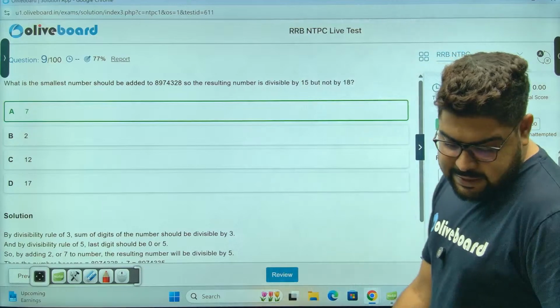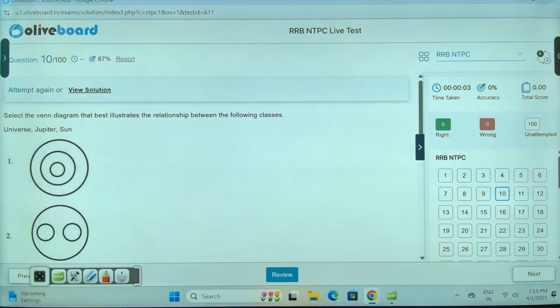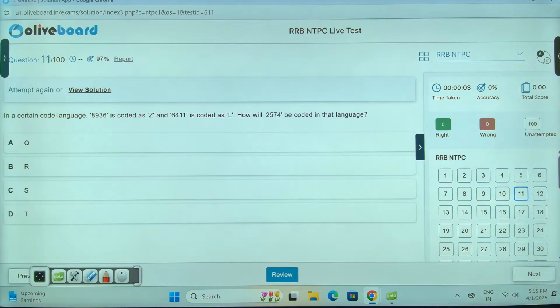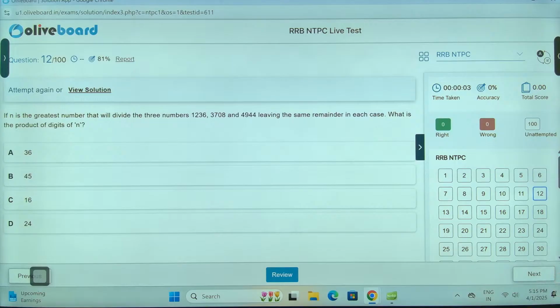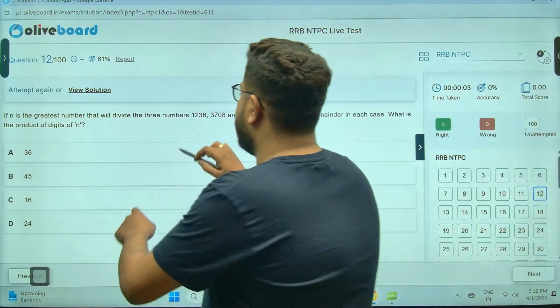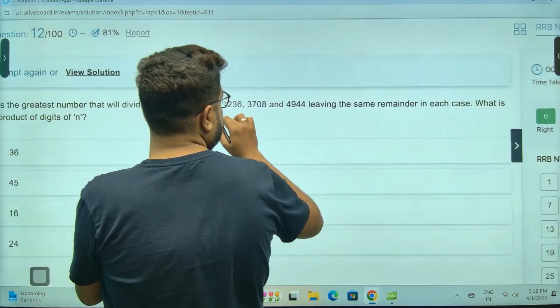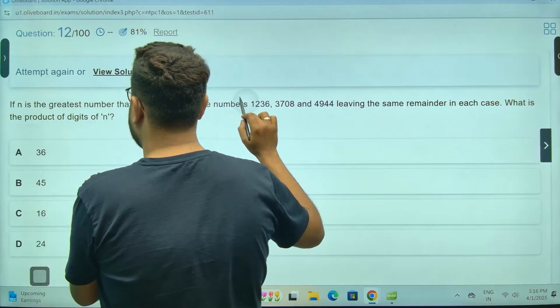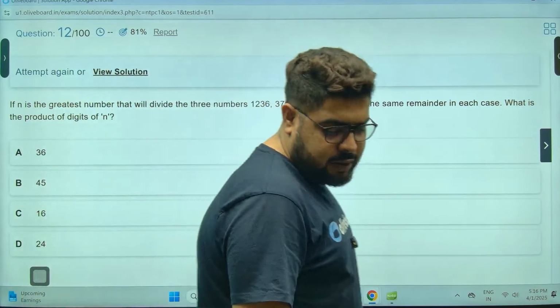Okay. Next question I'll zoom. Next question definitely I'll zoom. Acha, this is not our question. This also is not it. Acha, greatest number. Yes, you guys can see, na? Now you guys can see.